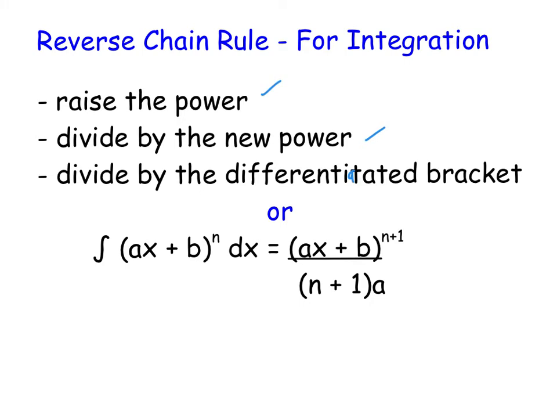Whereas with the chain rule for differentiating, you times by the differentiated bracket. Now we divide by the differentiated bracket. And you may or may not have seen this little general formula here. So just to explain what's happening here.